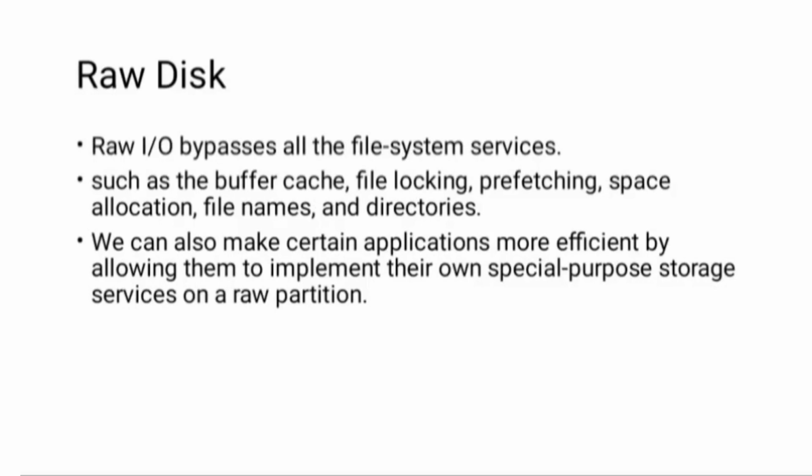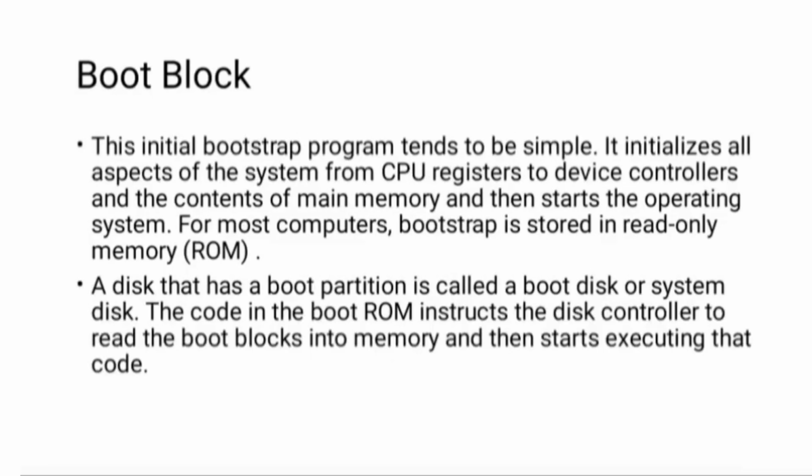on the raw partition. Boot block. The initial bootstrap program tends to be simple. It initializes all aspects of the system, from CPU registers to device controllers and the contents of main memory, and then starts the operating system. In most computers, the bootstrap is stored in read-only memory. A disk that has a boot partition is called a boot disk or a system disk. The code in the boot ROM instructs the disk controller to read the boot block into memory and then start executing that code.